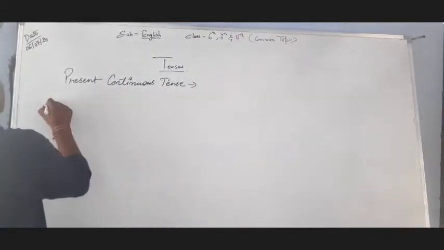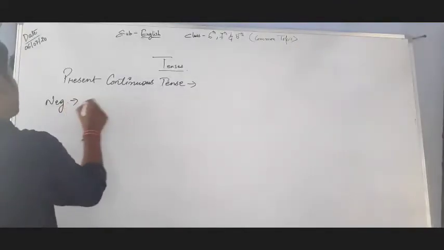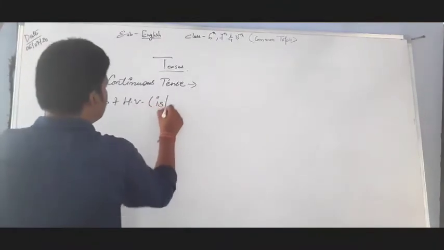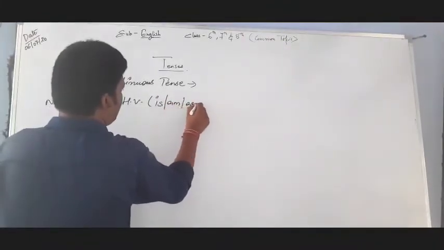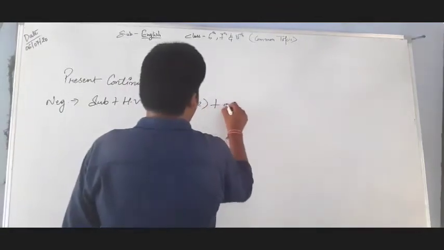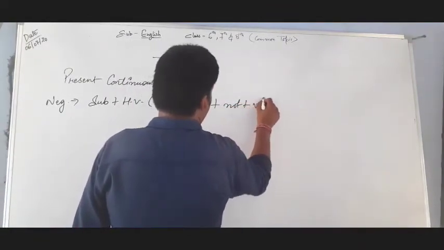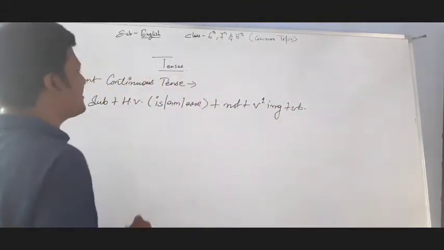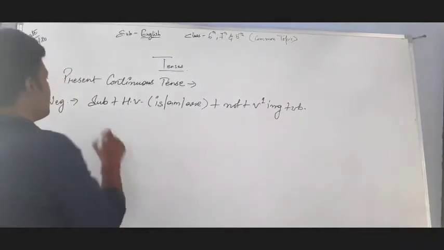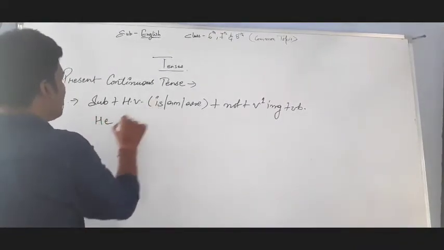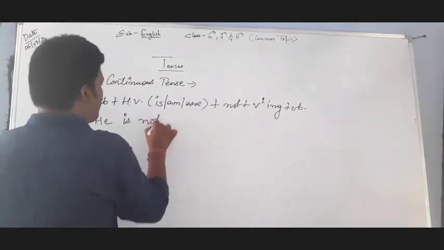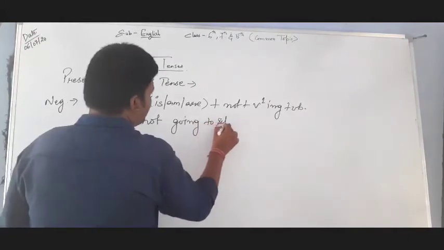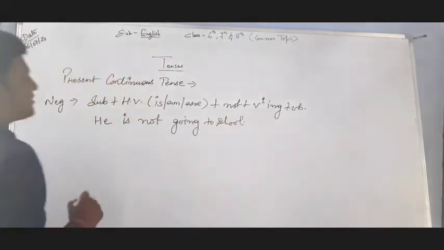Now the present continuous tense negative sentence formula is subject plus helping verb, that is, am, is, are plus not plus verb first form and ing plus object. Let's take a few examples with all the auxiliary verbs. First I choose he. With he I use is. He is, not as in not, go plus ing, going to school. He is not going to school.